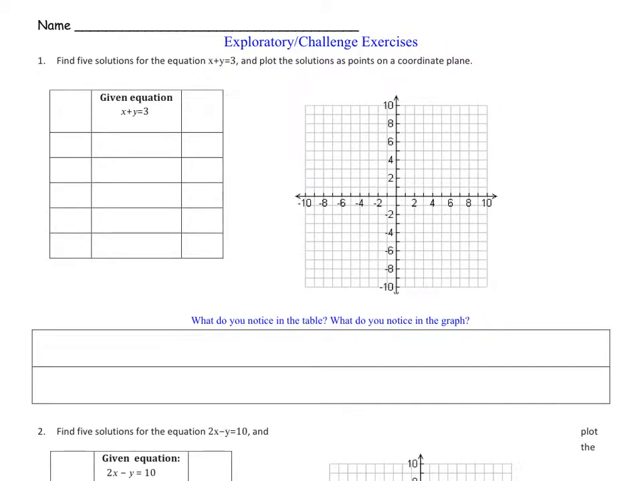Okay, I'm going to show you how to graph when it's not in y equals mx plus b. Make sure you have this document open. It's in your Schoology. You're going to take notes, so pause when you need to.